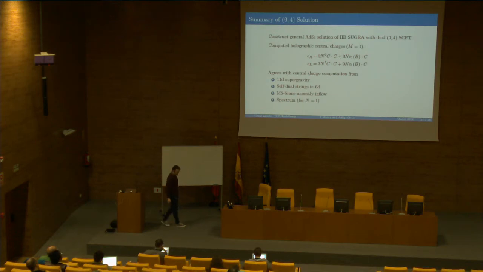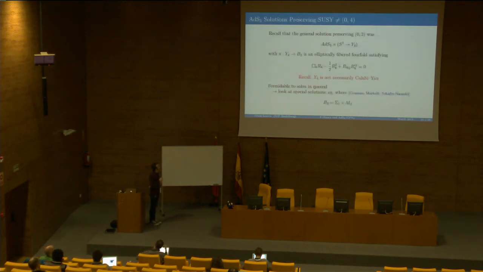So I don't really need to tell you the summary again, since I went through that bit very fast, but you can compute, for example, central charges, and we did this in various different ways. We looked at the 11-dimensional supergravity dual, which I just did incredibly quickly. We looked at some construction of strings in 6D, and we did some anomaly inflow from an M5 brane point of view. And this all verifies the computations. And of course, it matches the direct spectrum computation, which of course is only available for N equals 1.